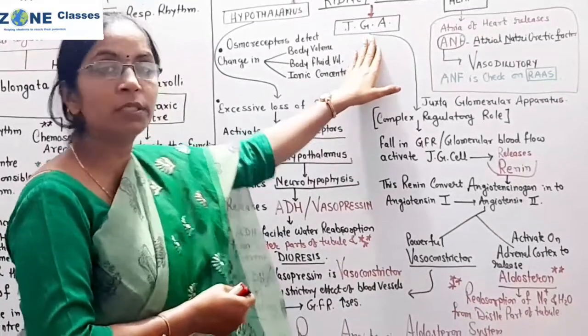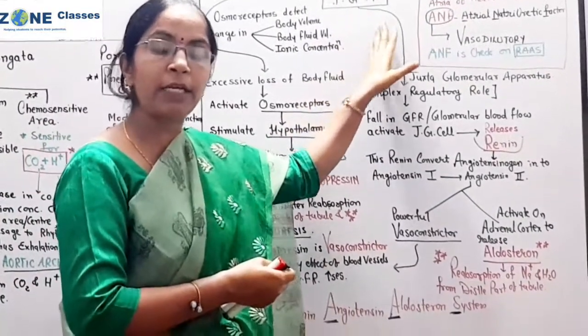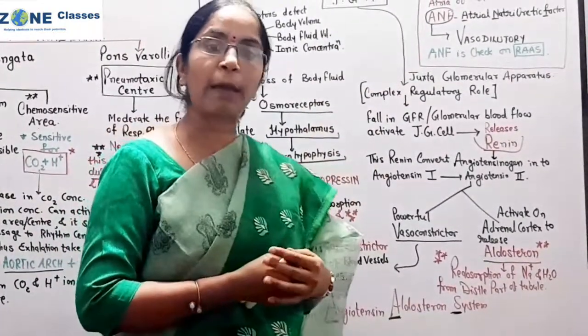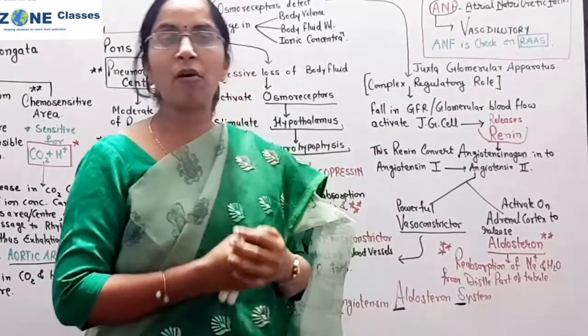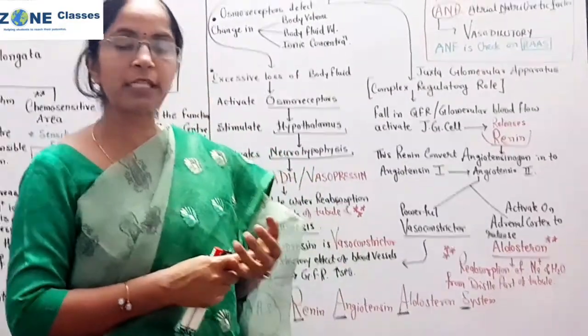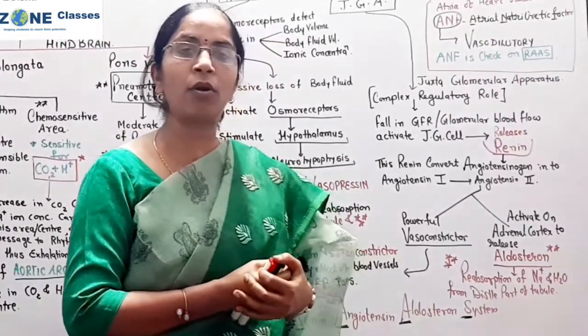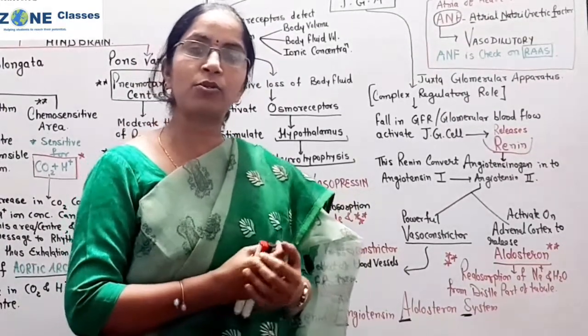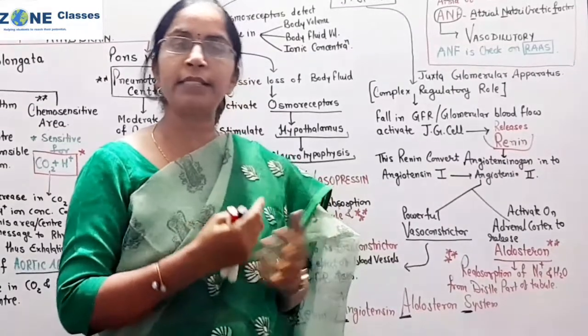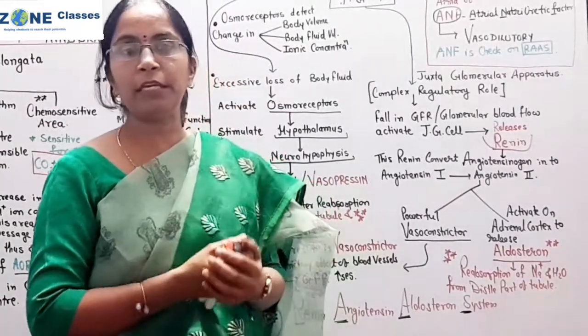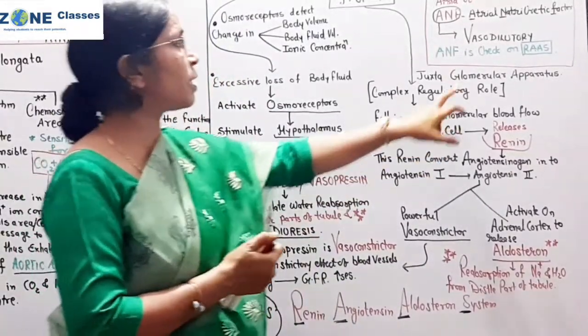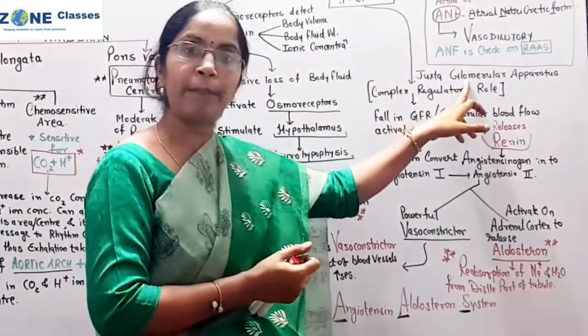Now we come towards the JG apparatus. The JG apparatus, juxtaglomerular apparatus, is made up of JG cells or juxtaglomerular cells of the afferent and efferent arteriole, macula densa cells of the DCT, and lacis cells present in between these two cells. All the three cells combine to form the JG apparatus.